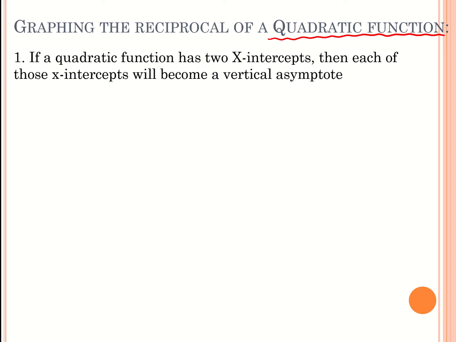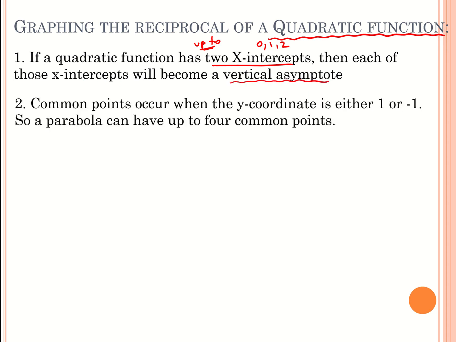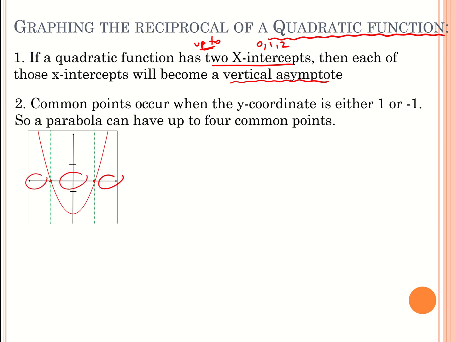So a quadratic function has, the word I'm missing here is up to 2 x-intercepts, because it can have 0, 1, or 2, okay? And if you have 2 x-intercepts, each of the x-intercepts will become a vertical asymptote, okay? So if you have 2 x-intercepts, that means you're going to cut the graph into 3 parts, okay? So it'll look something like this. So let's say you have a parabola here, there are 2 x-intercepts. So now you have 3 parts, left, middle, and right, okay? And if you have only one x-intercept, that means you cut into 2 parts.